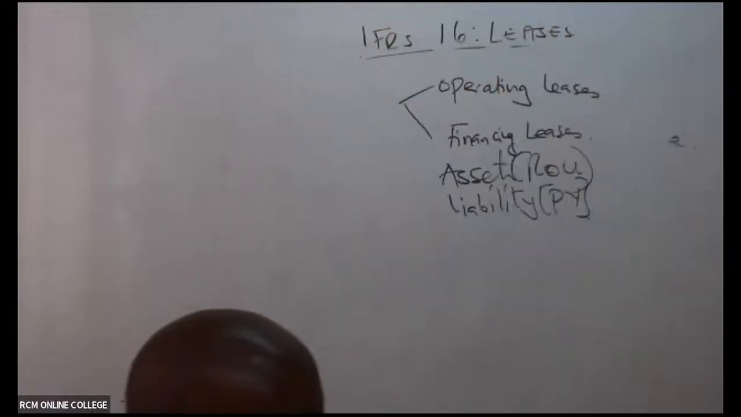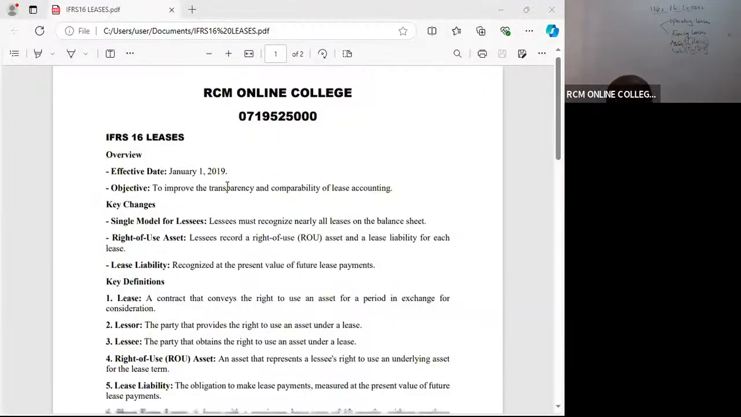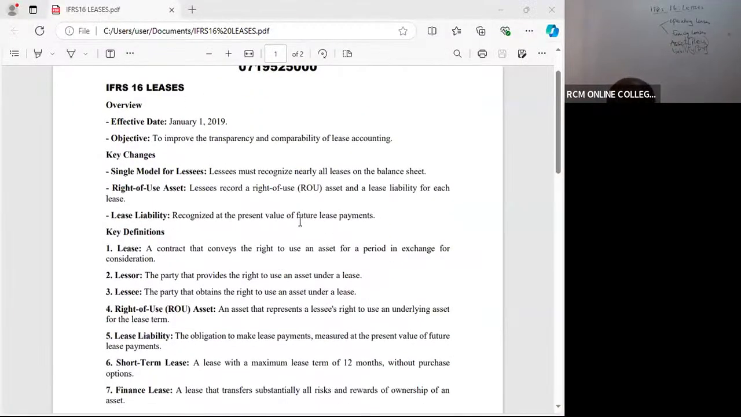Okay, gentlemen, we continue here. We are told here: lease liability is recognized at the present value of future lease payments. So key definitions. A lease is a contract that conveys the right to use an asset for a period in exchange for some consideration. It cannot be for free.